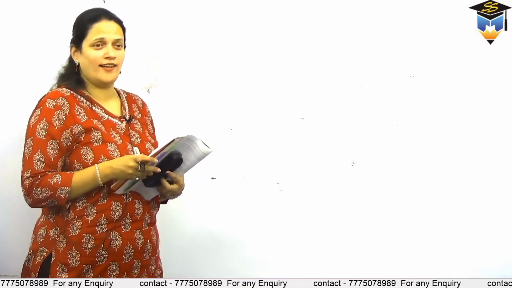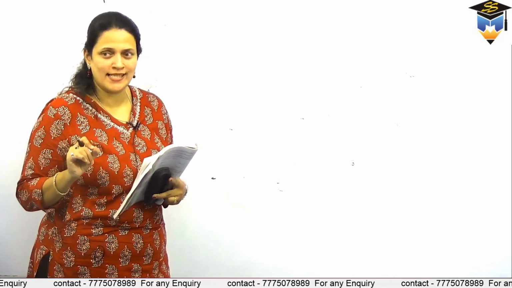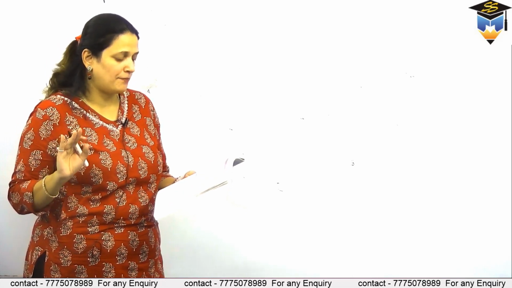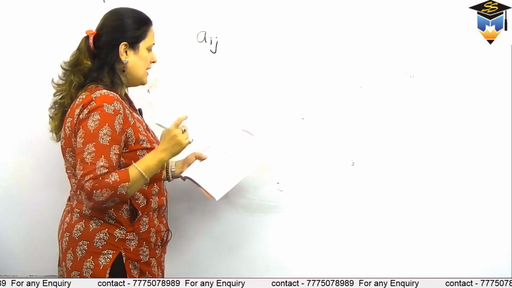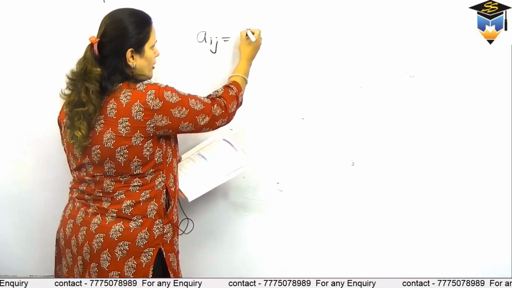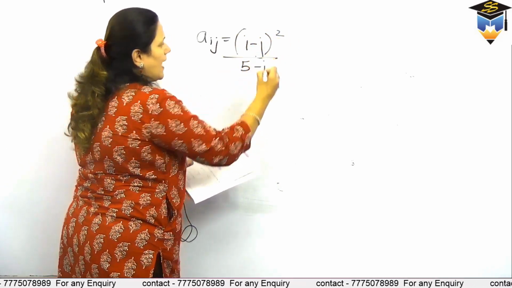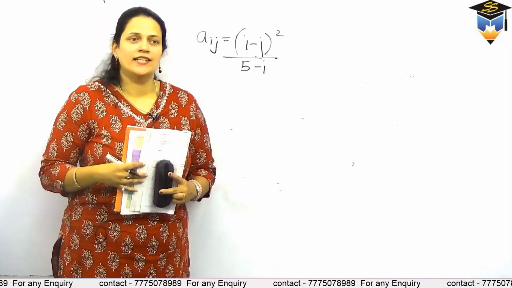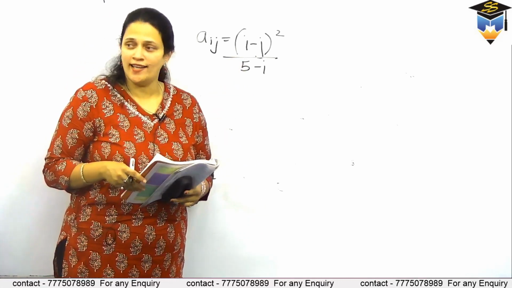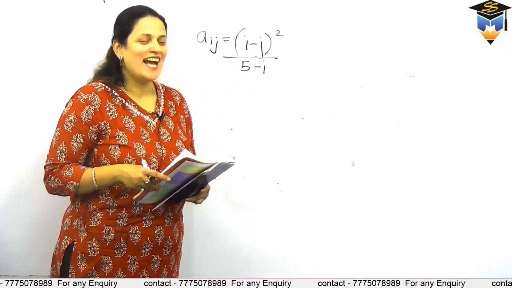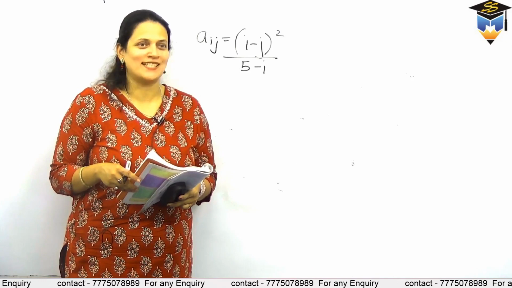Now, one more very, very interesting topic I am going to teach you today is how to form a matrix when a condition is given to you. Let's say, for example, you have to form a matrix A of ij such that it is going to be (i minus j) raised to 2 upon 5 minus i. Yes? Now see, can anybody tell me what i and j are in this case? i is nothing but the number of rows and j is nothing but the number of columns, isn't it?